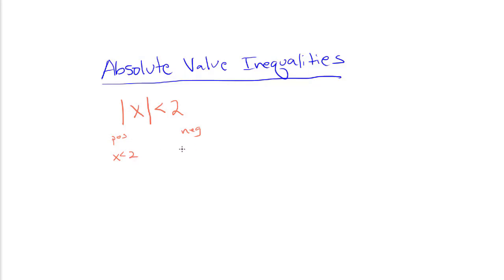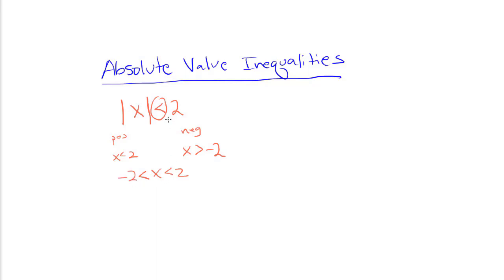It also means that x is less than the opposite of 2. But wait a second, if we're changing the sign on an inequality for our negative case, we have to switch the direction of our inequality. X is greater than negative 2. Absolute value inequalities are essentially the same as compound inequalities. So in this case, x is less than 2 and greater than negative 2.